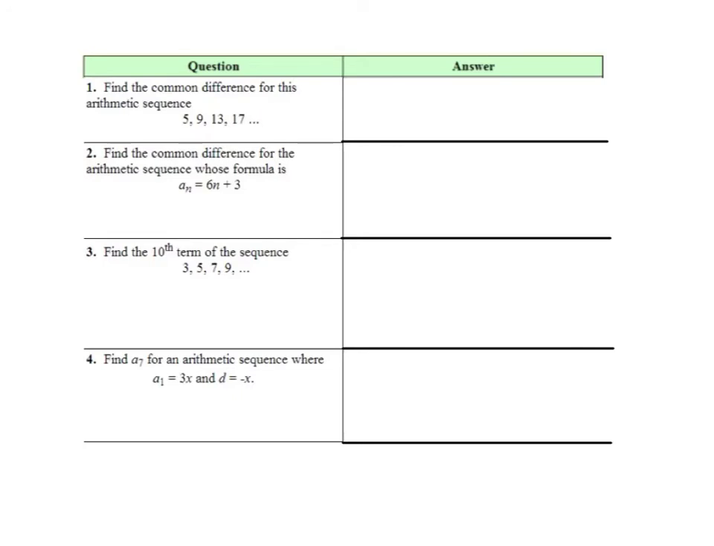These are pretty simple. Find the common difference. I'm just going to take 9 minus 5 and get 4. It's getting bigger, so d is equal to 4.